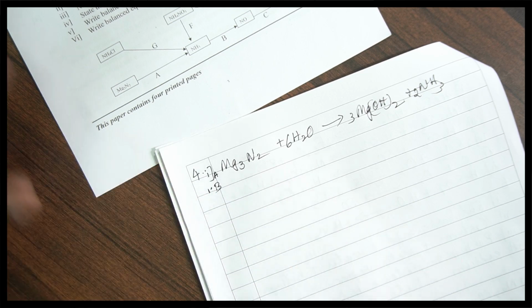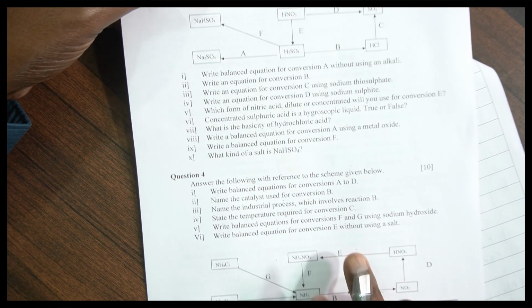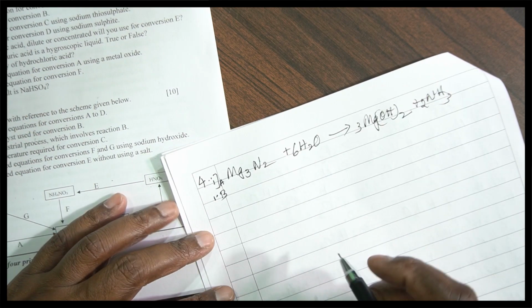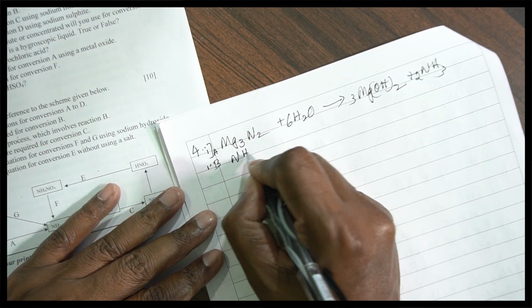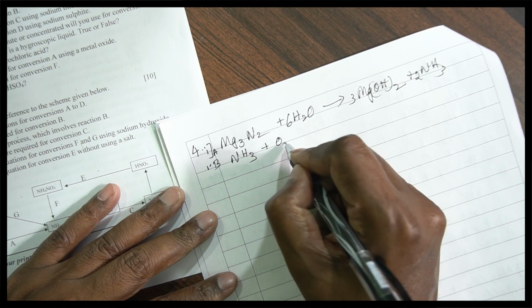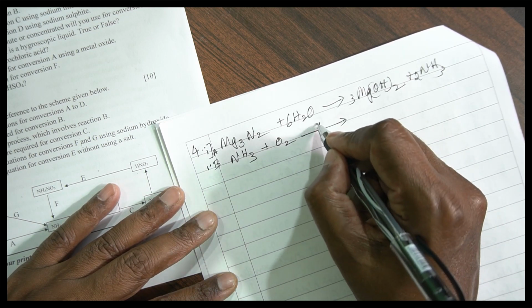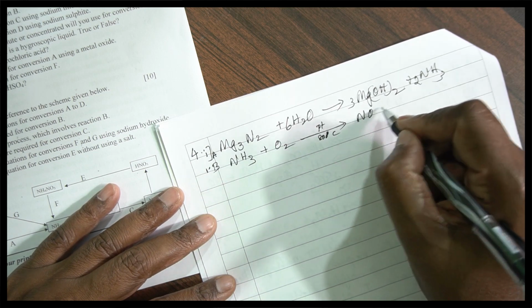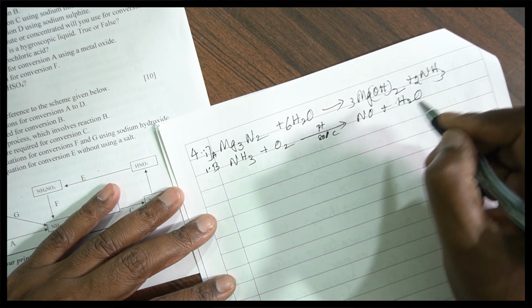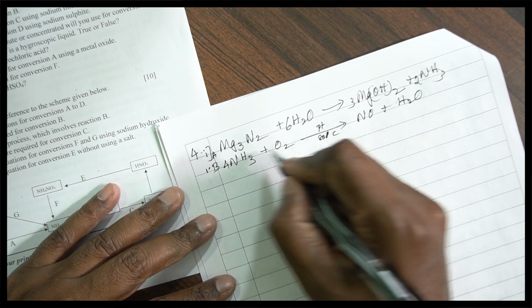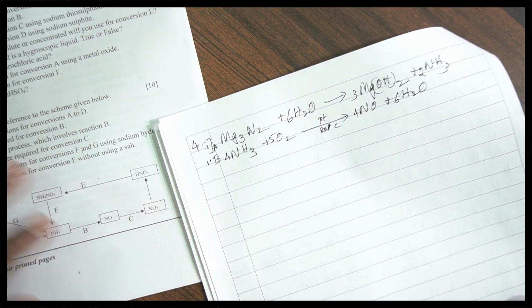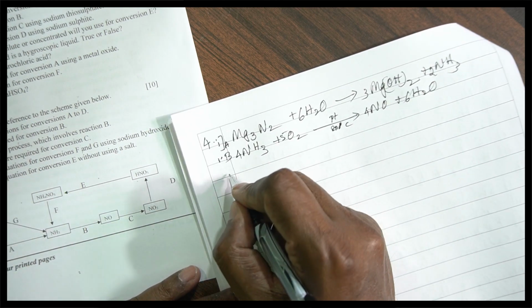Now what is B? Conversion B. A to D they are asking. B is NH3 to NO, ammonia to nitric oxide. Ammonia, NH3, can be oxidized in the presence of heated platinum at 800 degrees Celsius. You get NO and H2O, nitric oxide. So 4, 5, 4 and 6. This equation is usually referred to as 4, 5, 4, 6.